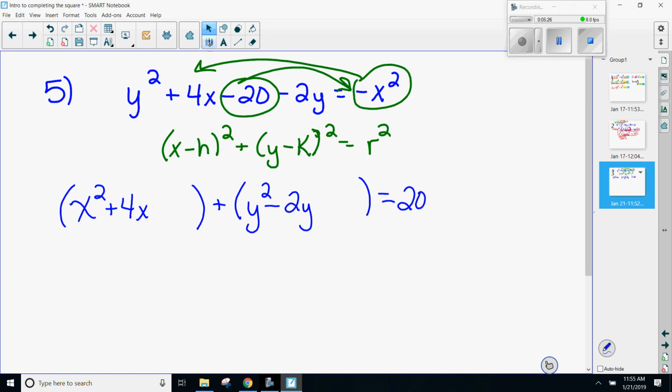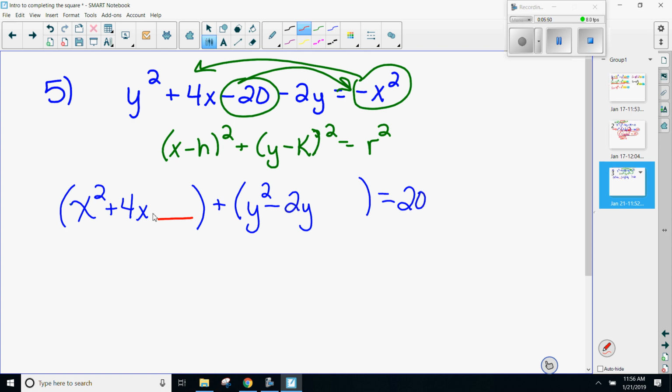So as we've just grouped, what I want to do is I just want to focus on this x squared plus 4x for a second. I want to know what number do I put right there so that factors into x plus or minus a number squared. So I want that to be a perfect square. So do you remember what we did to find this number right there?